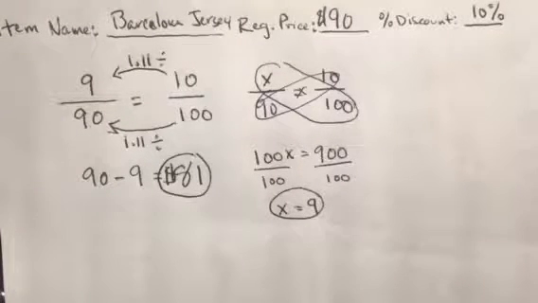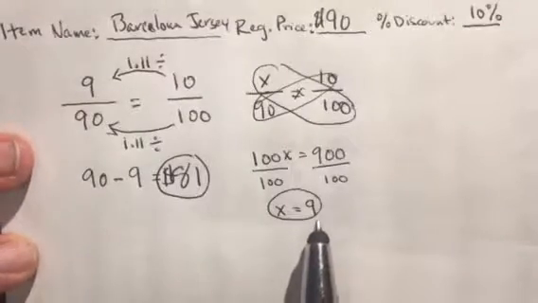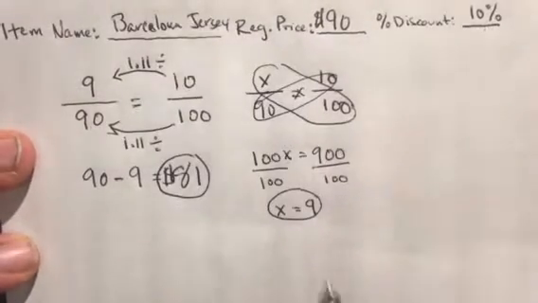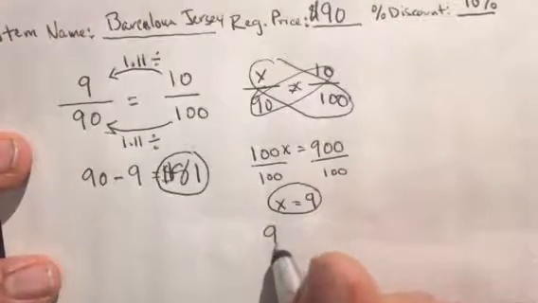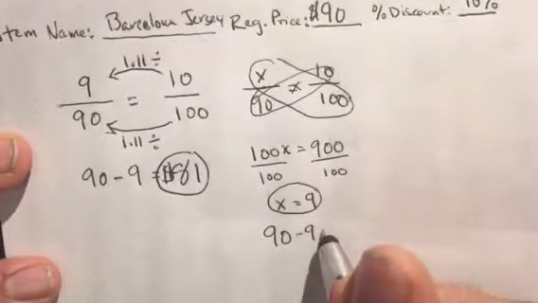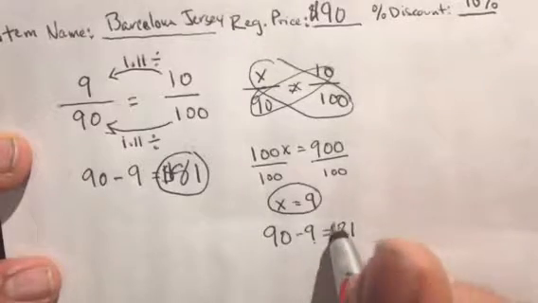But $9 isn't my new price that I pay. That is how much money I'm getting off since I have a 10% off coupon. 10% is $9, so it's like saying I have $9 off. So $9 off the total 90 would be 90 minus 9, which gives me $81.